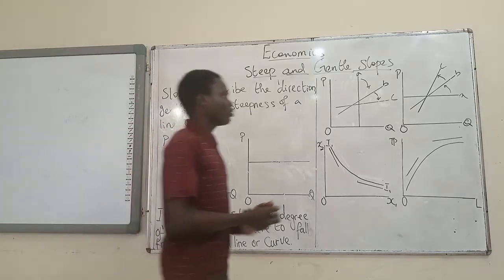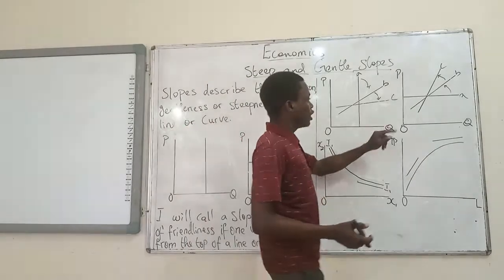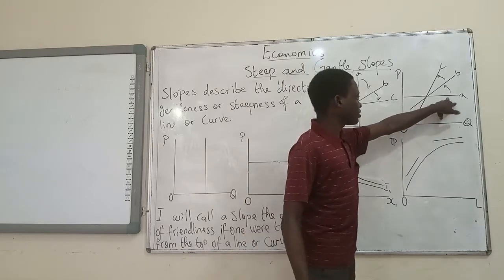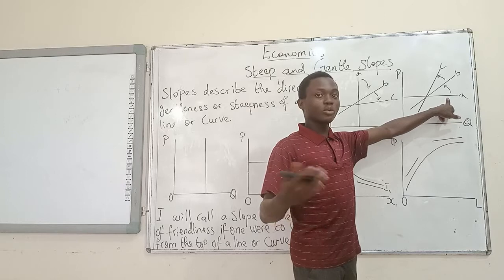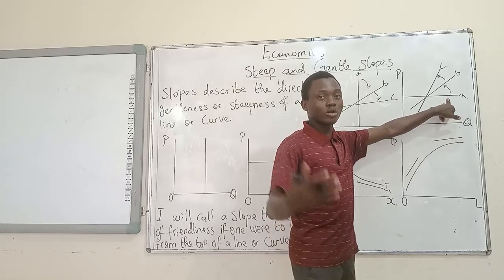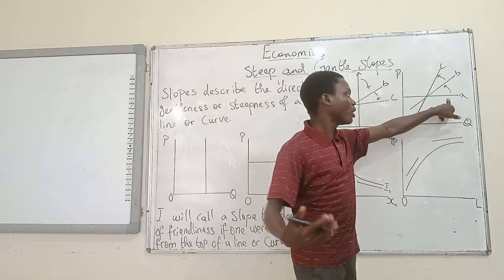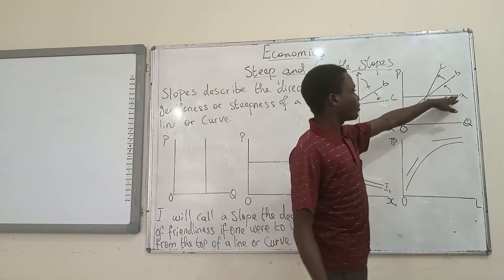So I have this other one which is just talking about the reverse of this. So we have a line like this, which is a gentle line, a gentle slope. We also call slope gradient. So you could call it a gentle gradient or a gentle slope, whatever it is you want to call it. So you have this particular line.